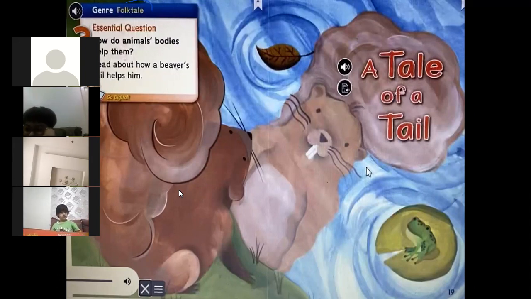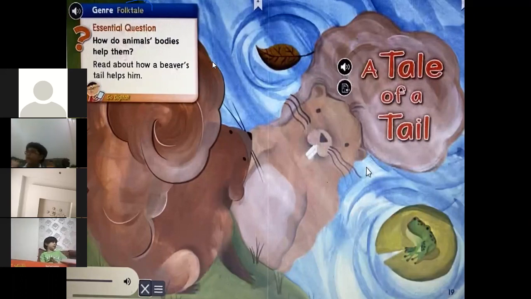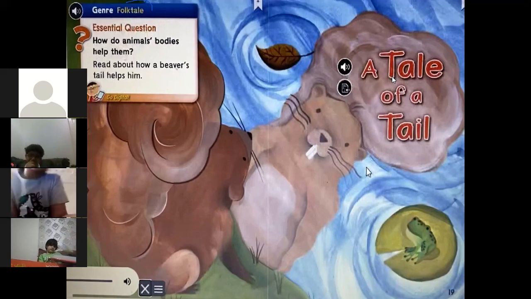Yes. What's the genre of the story? A tale. The genre, the title or the name of the story, A Tale of a Tale. But what's the genre of the story or the kind of the story? No, the genre of the story, the kind of the story: expository text or fiction or folk tale. Choose which one. Folk tale. Folk tale. Excellent.